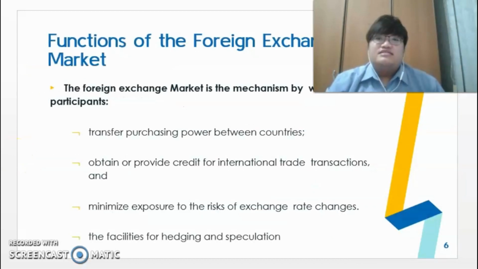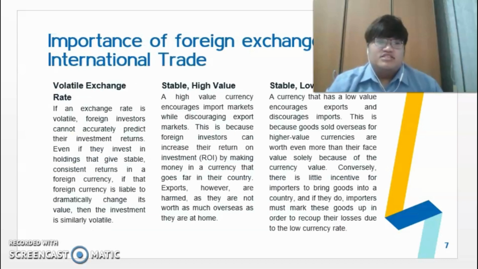Next is the function of the foreign exchange market. The foreign exchange market is the mechanism by which participants transfer purchasing power between countries, obtain or provide credit for international trade transactions, and minimize exposure to the risk of exchange rate changes, with facilities for hedging and speculation. The last part I will speak about is the importance of foreign exchange in international trade.